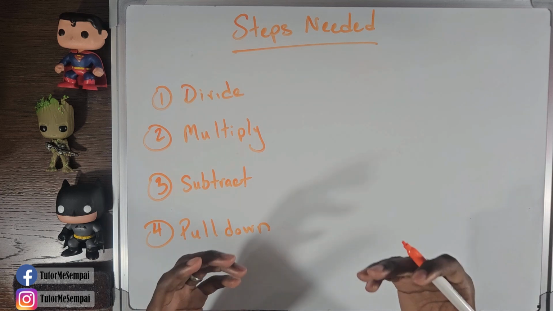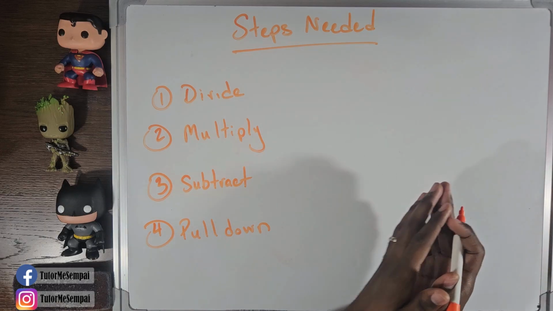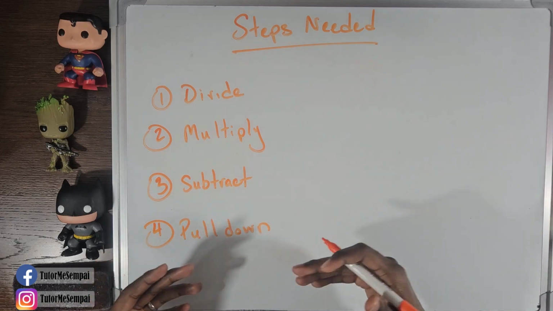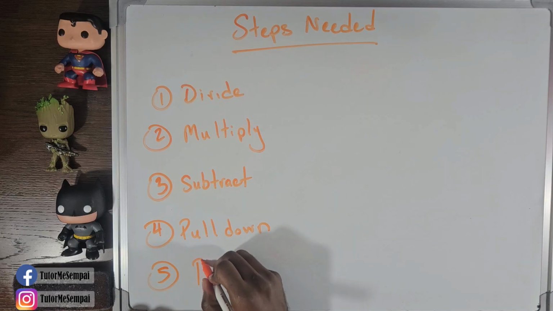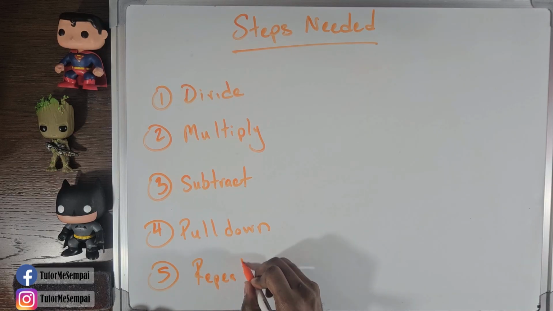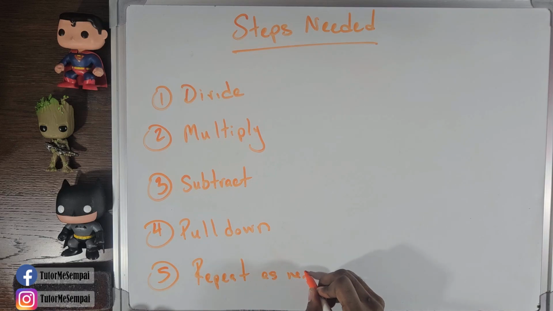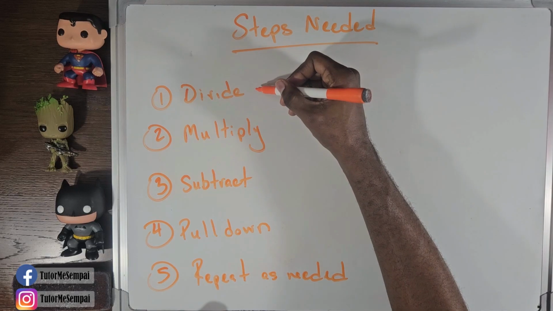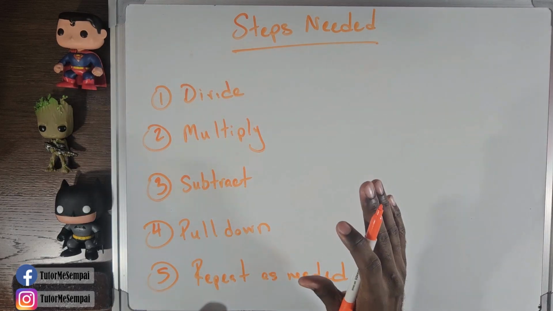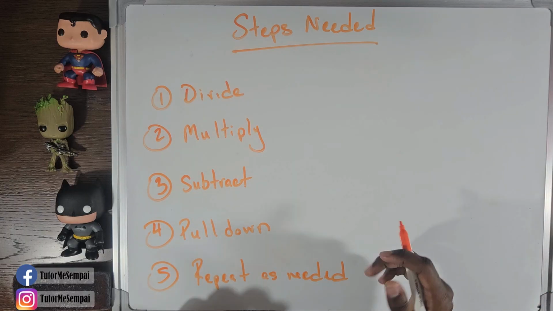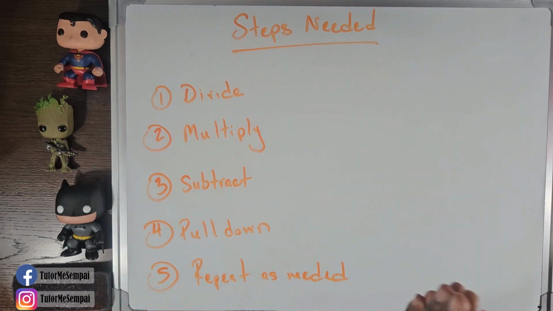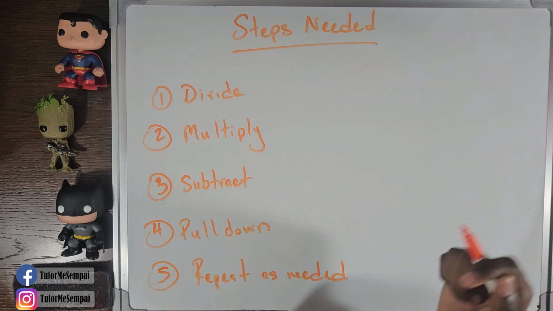Now, depending on, like I said, how big your divisor is and how big your dividend is, you may need to do this multiple times. So there's an honorary 5th step of repeat as needed. So if you need to keep going, start back over and do the same thing. Once again, it depends on how big your dividend and your divisor are. So we're going to use these steps to tackle our question for today. So let's jump straight into that.